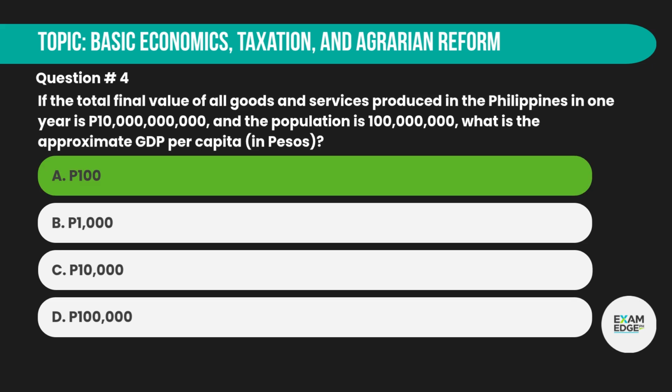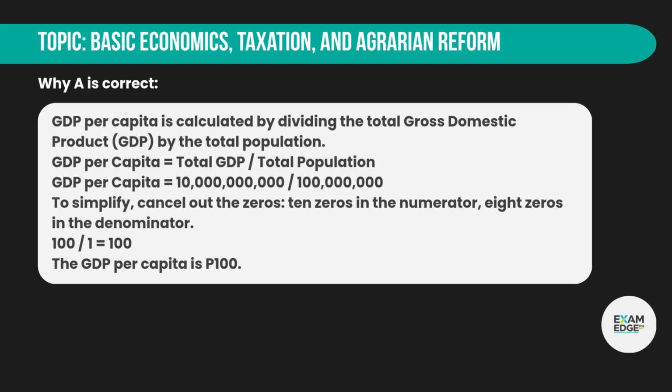Correct answer: A. 100 pesos. Why A is correct? GDP per capita is calculated by dividing the total gross domestic product, GDP, by the total population. GDP per capita equals total GDP over total population. GDP per capita equals 10 billion over 100 million.